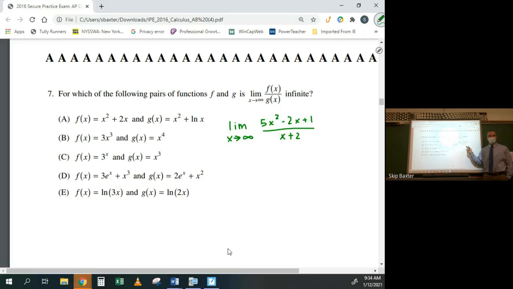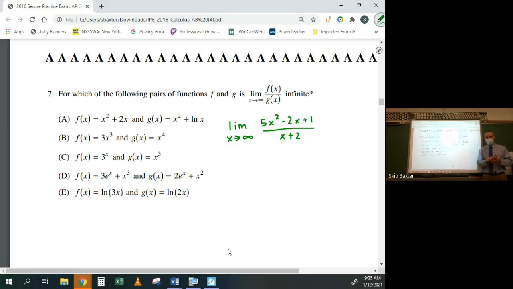This limit is 0. If the orders are equal, like if this was x squared and this was x squared, it would be the fraction of leading coefficients, like 5 over 1. If the order of the top is bigger, then the answer is either plus or minus infinity. But the reason why that's true is relative rate of growth, right? The top of this fraction is growing at a faster rate than the bottom. If the top is growing faster than the bottom, then that fraction is going to be approaching infinity. If the bottom is growing faster than the top, then that fraction is approaching 0. The answer is actually C.